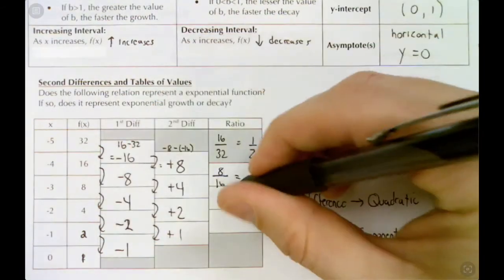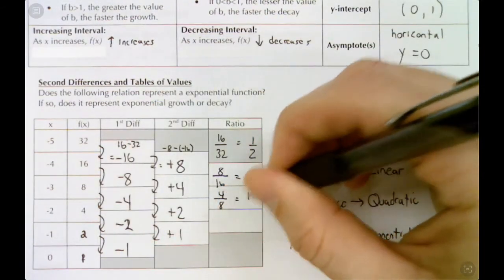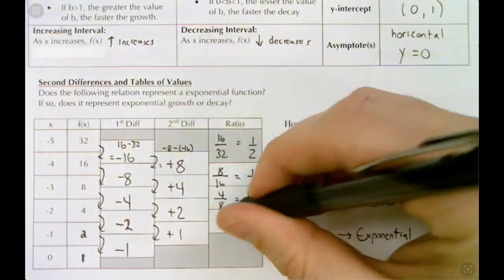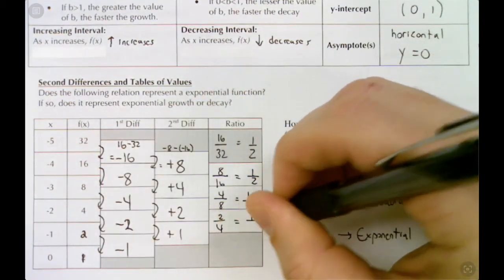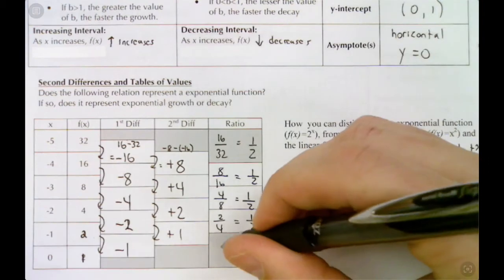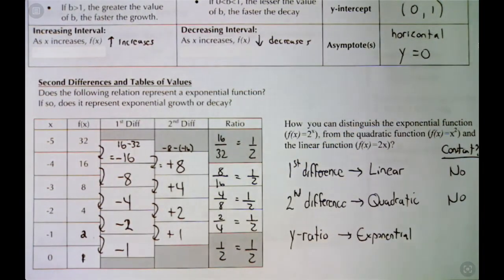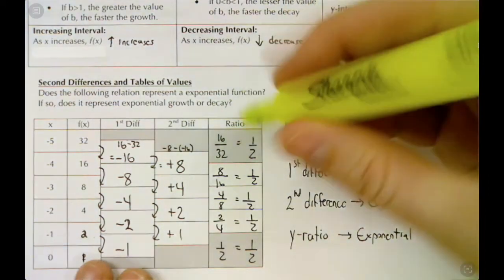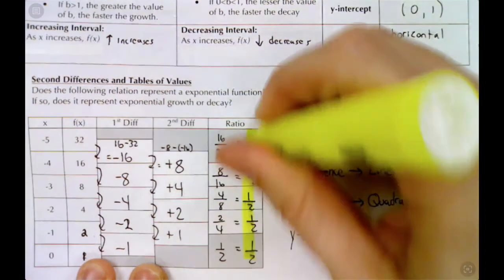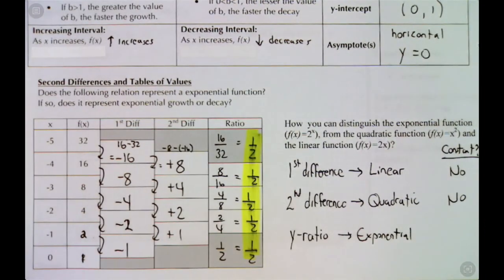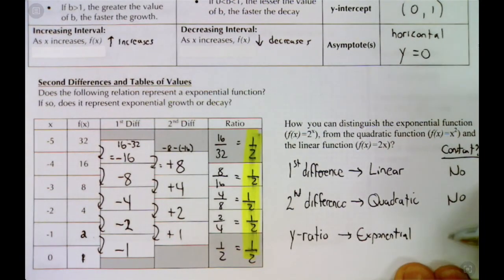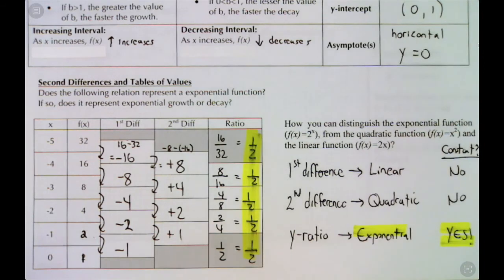If we divide 4 and 8, 1/2. If we divide 2 and 4, we get 1/2. If we divide 1 and 2, we get 1/2. And now, for the first time, we see something that's constant. We have a constant ratio. So, since we have a constant Y ratio, what that means is we have an exponential relationship.